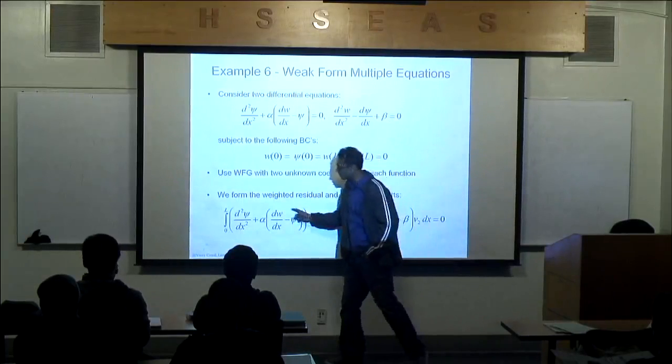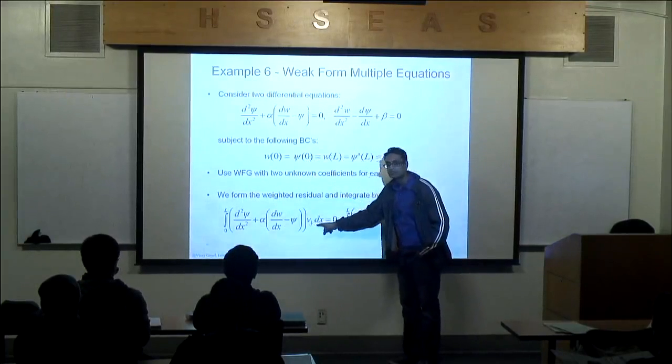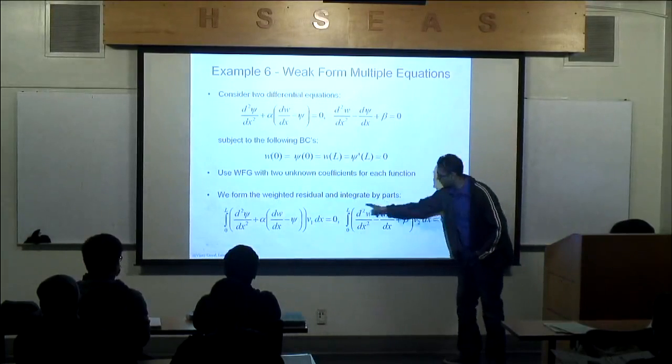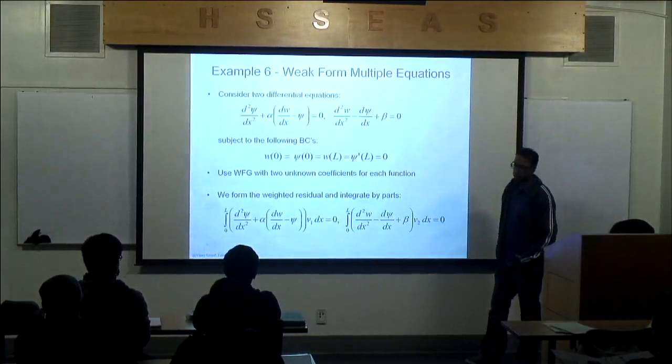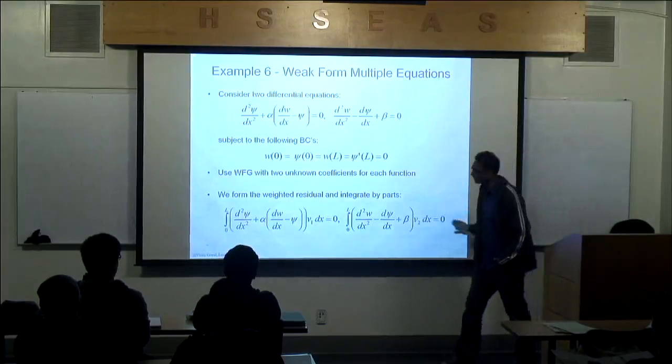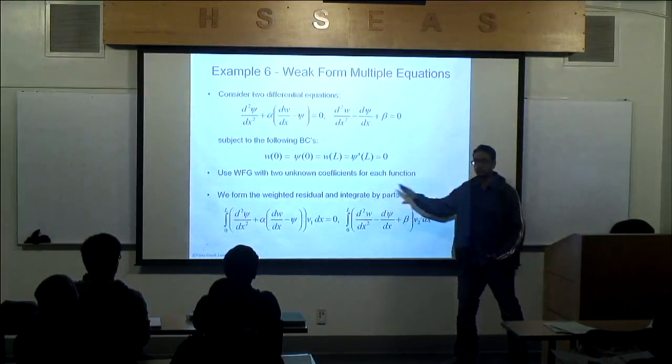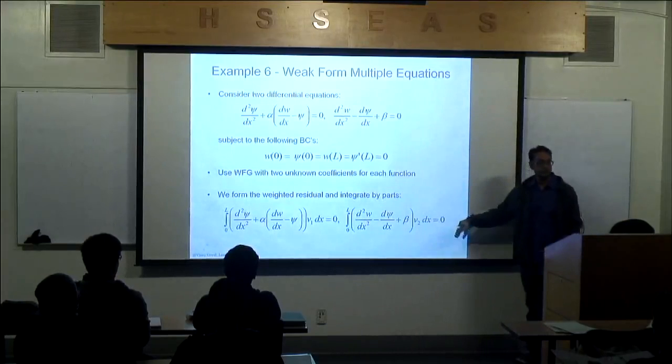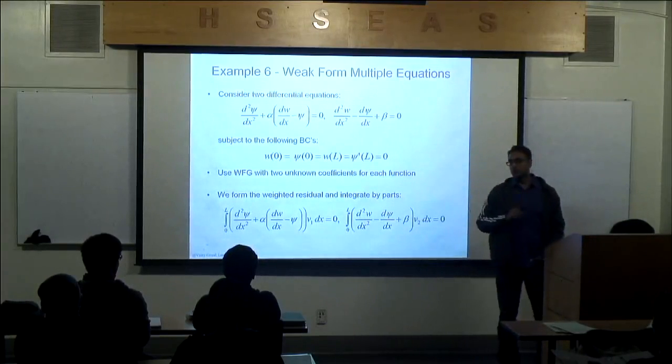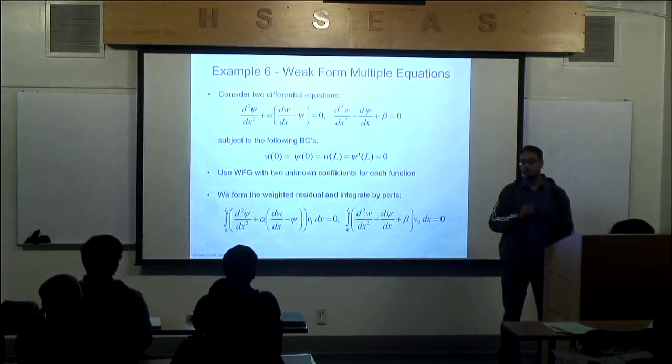So for equation number 1 times V1, that's my weight function. Equation number 2 times V2. So I have two weighted residual equations up to this point in time. I have 12 minutes to go through these examples. So are you following?